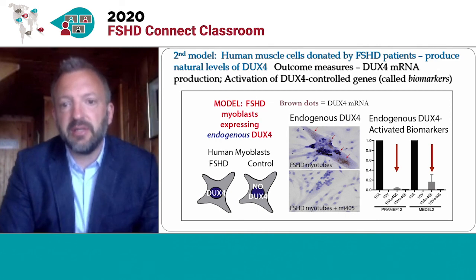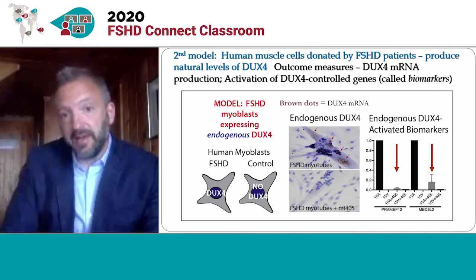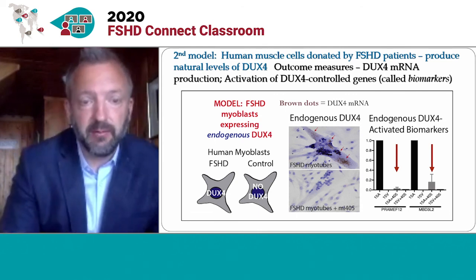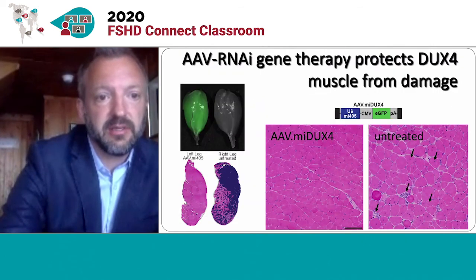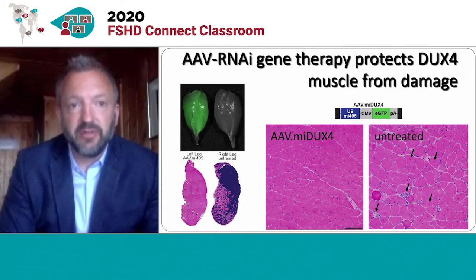And so we also measured a couple of those DUX4 activated biomarkers in this experiment. One is called PRAM-F12 and one is called MBD3L2. You can see the black bar represents affected FSHD cells and the normalized level of those two DUX4 biomarkers. And when we add in that 405 sequence, we're able to reduce those pretty significantly. So again, we have some benefit in FSHD endogenous cell lines, meaning that they express DUX4 naturally.